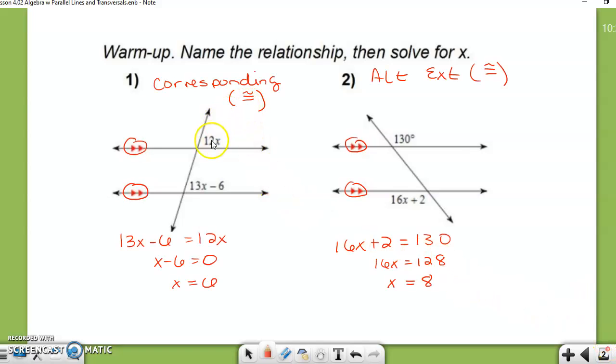You should have had that these were corresponding angles because they're in the same position on each intersection. They're in the top right corner, and they are congruent, so you set them equal to each other. These are on alternating sides of the transversal, and they are outside of your parallel lines, so these are alternate exterior. They're also congruent, so you set them equal to each other and solve.